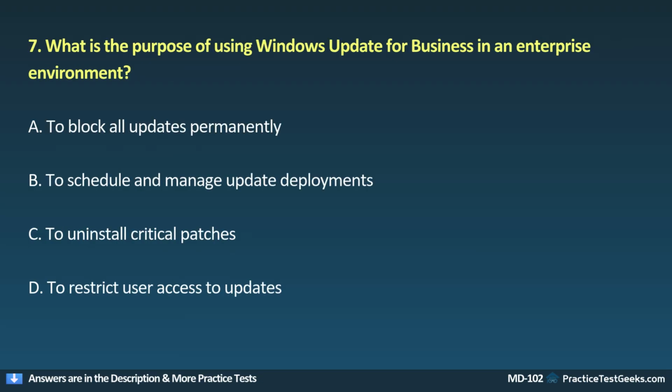7. What is the purpose of using Windows Update for Business in an enterprise environment? A. To block all updates permanently. B. To schedule and manage update deployments. C. To uninstall critical patches. D. To restrict user access to updates.